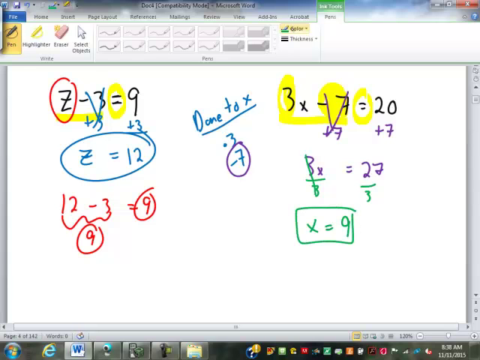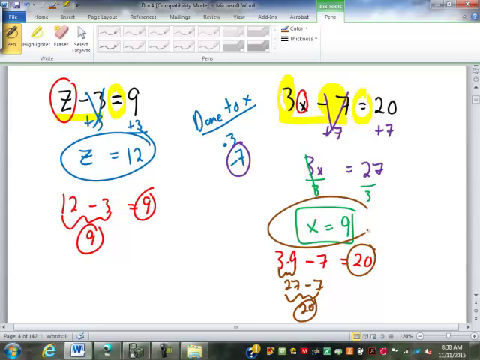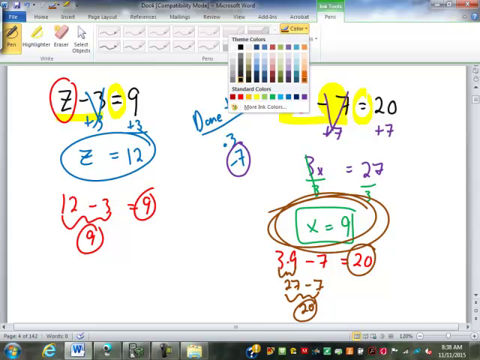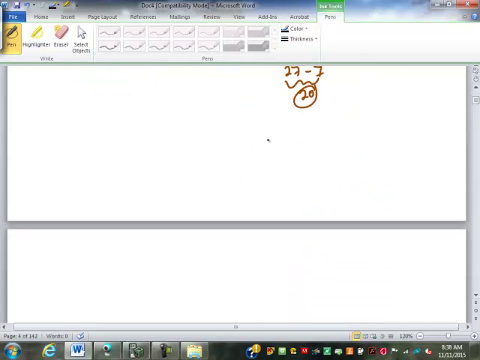So x equals 9. To double check, I'm going to replace that x with 9. 3 times 9 minus 7, and check to see if it is 20. 3 times 9 is 27. Minus 7 is 20. So we do get the same value on each side. So our solution is x equals 9. Make sense? Well, let's have you guys try one in your notes.